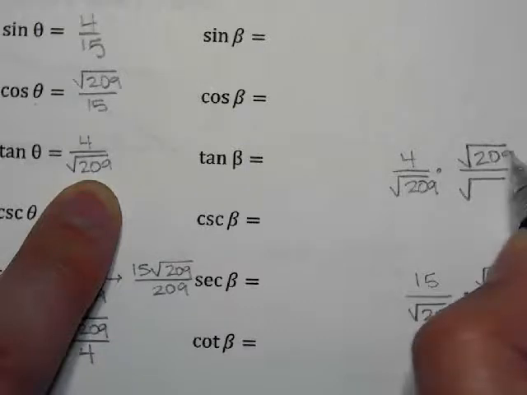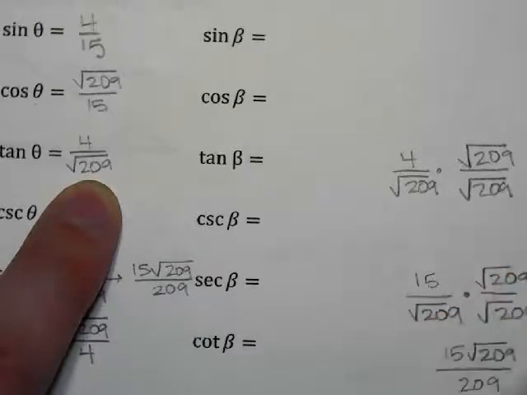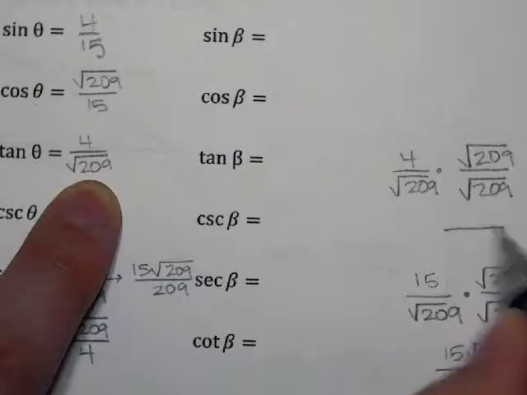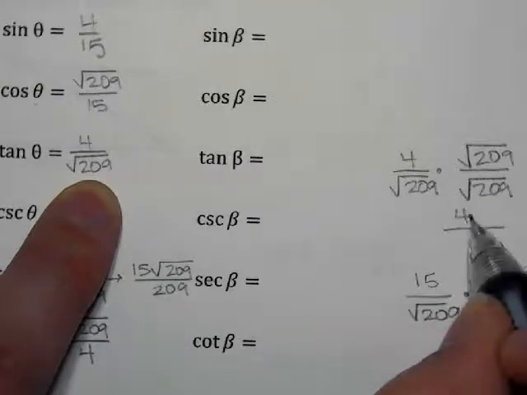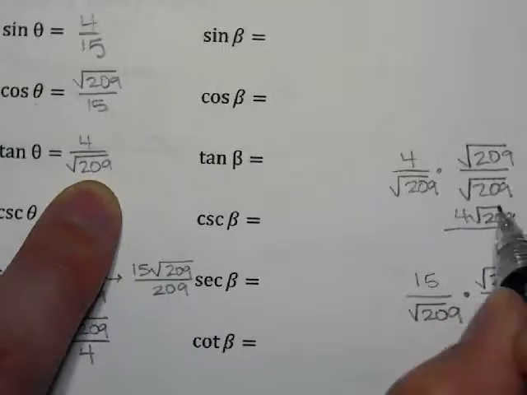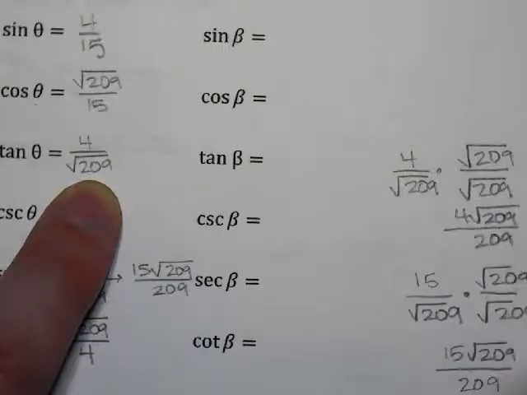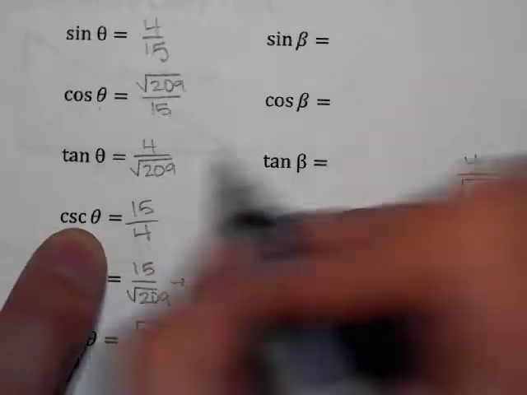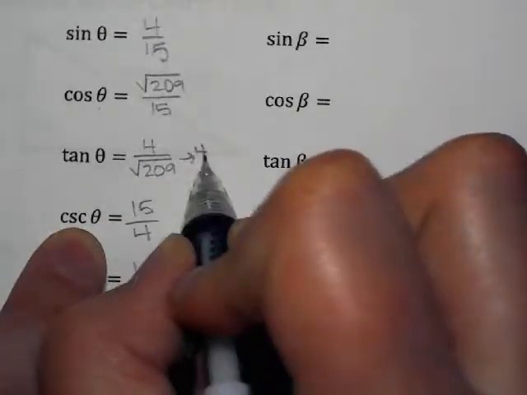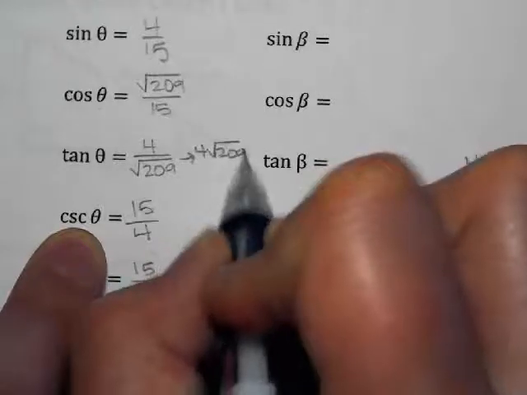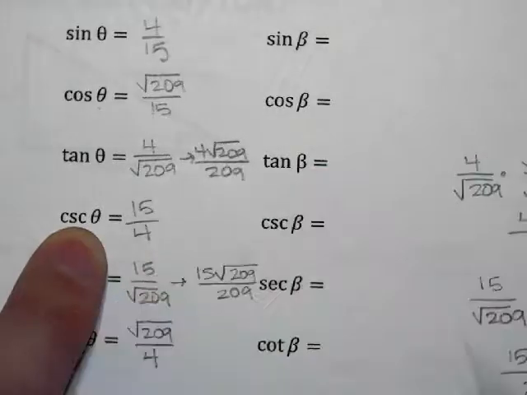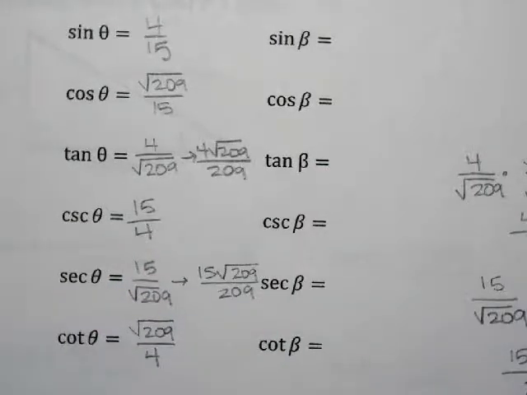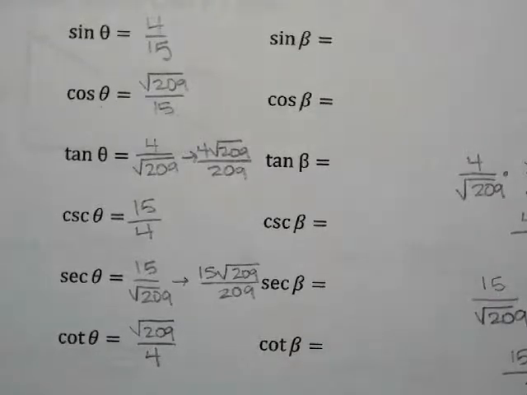Okay, and so on the top, what do we have? 4 root 209. And on the bottom, what do we have? 209. So I'm going to say that tan is 4 root 209 over 209. All right, we're halfway done. Okay, so we just did it for theta. Now we got to do it for beta.